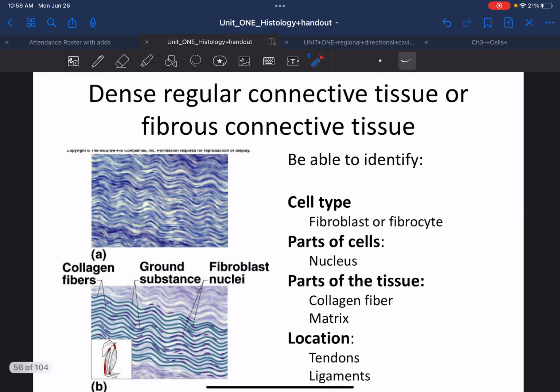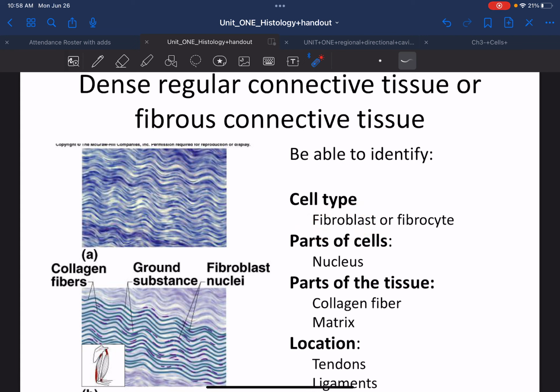And so, again, fibroblast is going to be the one that builds. Fibrocytes is going to be a mature version of fibroblasts. But otherwise, for our sake, you can just learn that every single one of those cells is either a fibroblast or a fibrocyte. Nothing new to add.